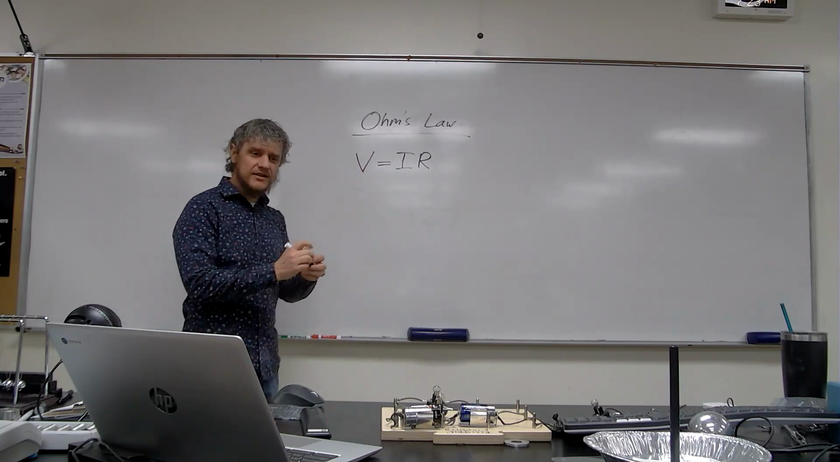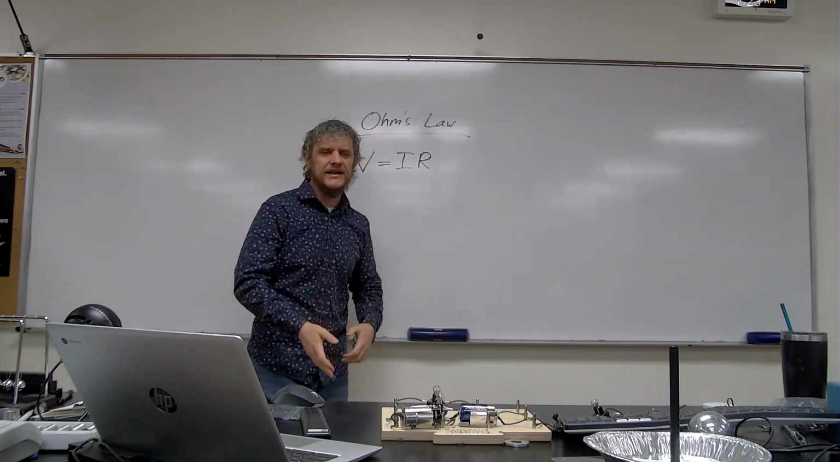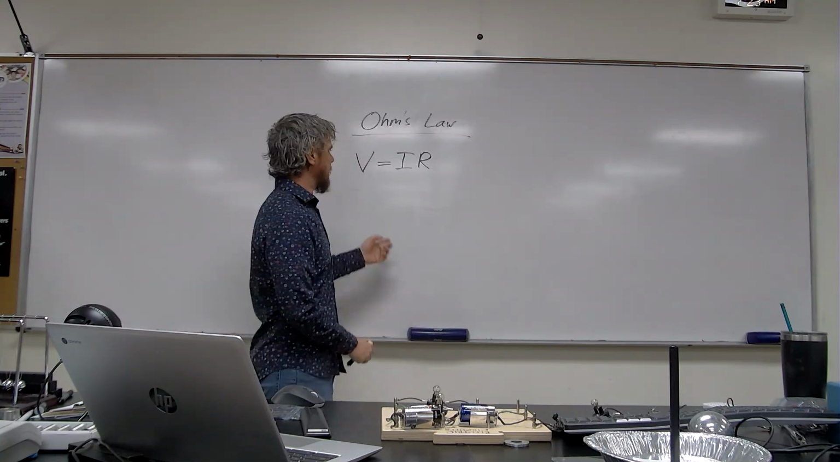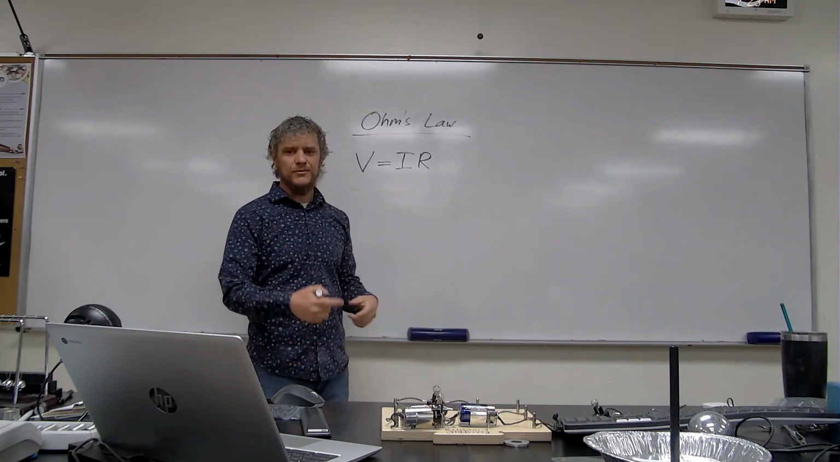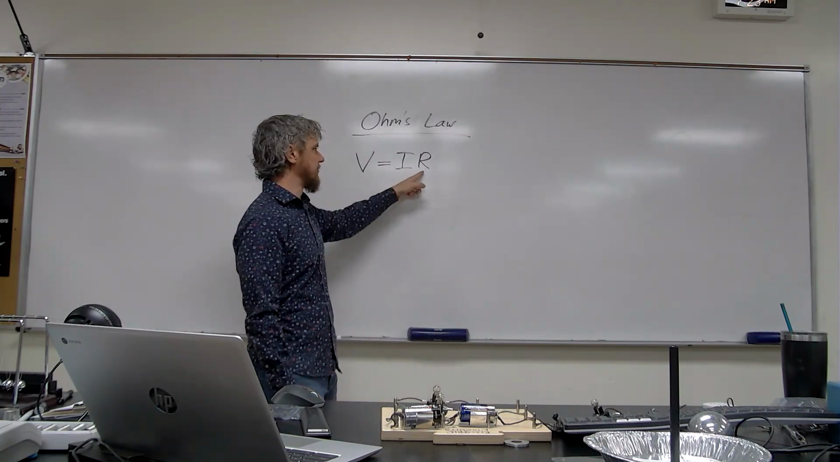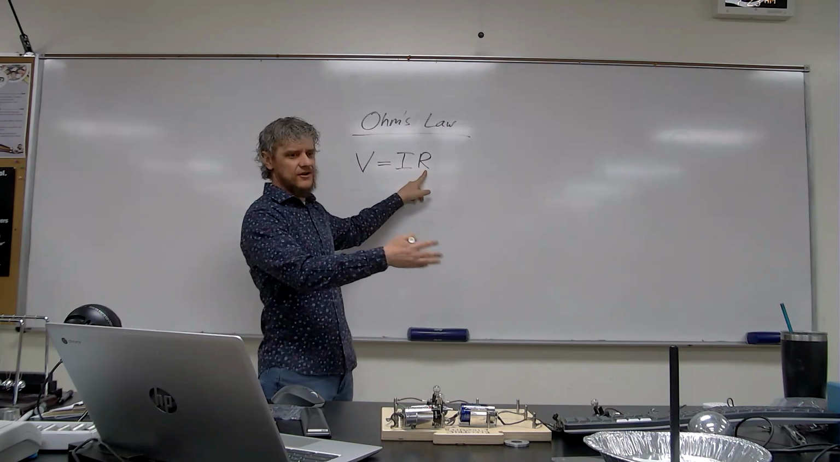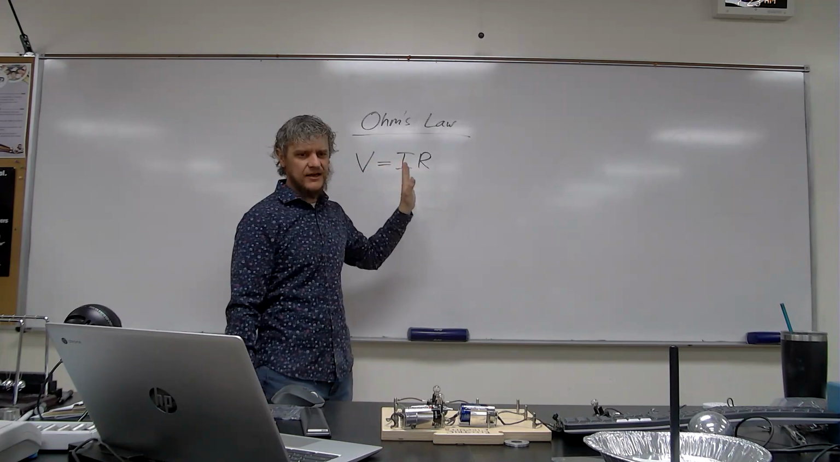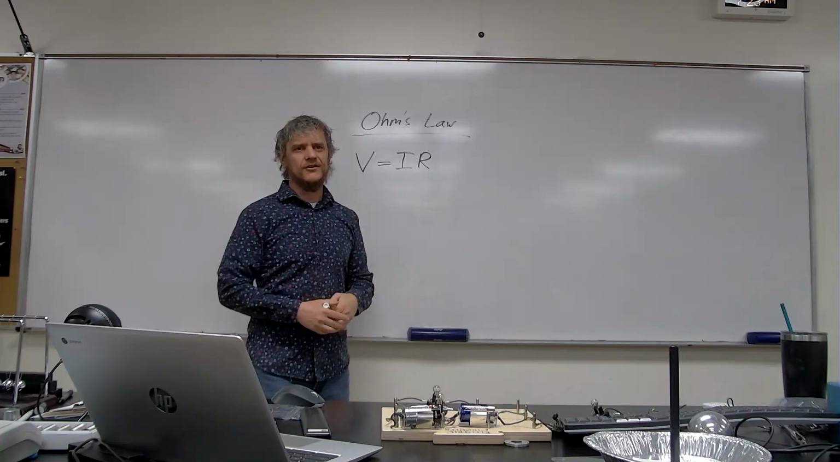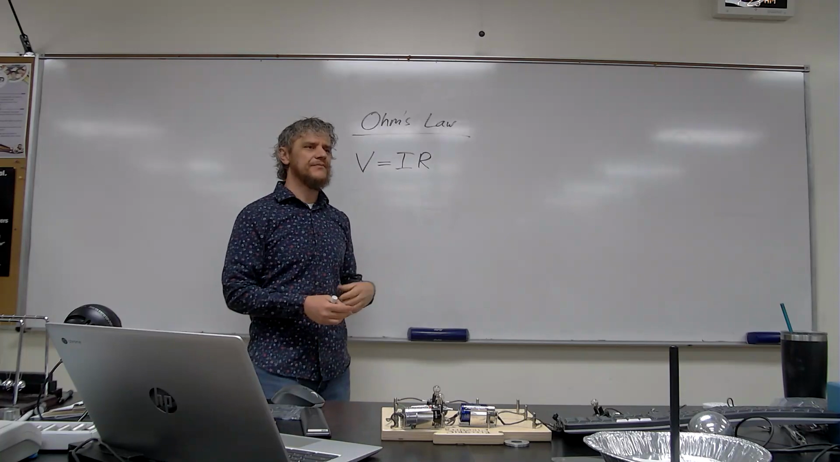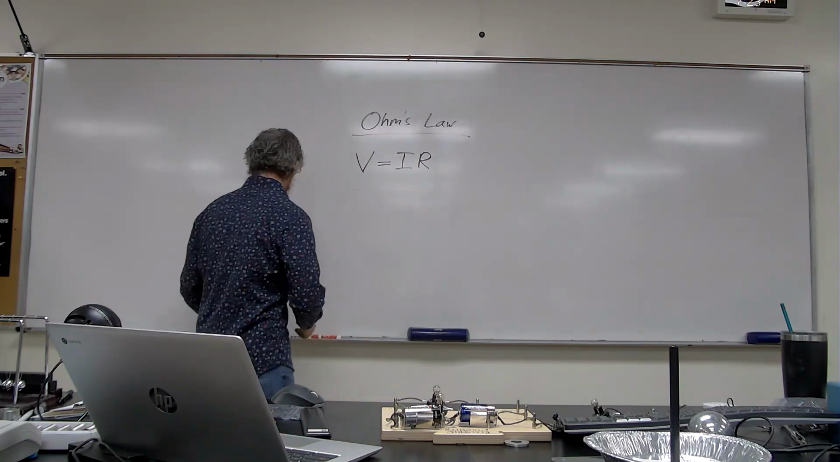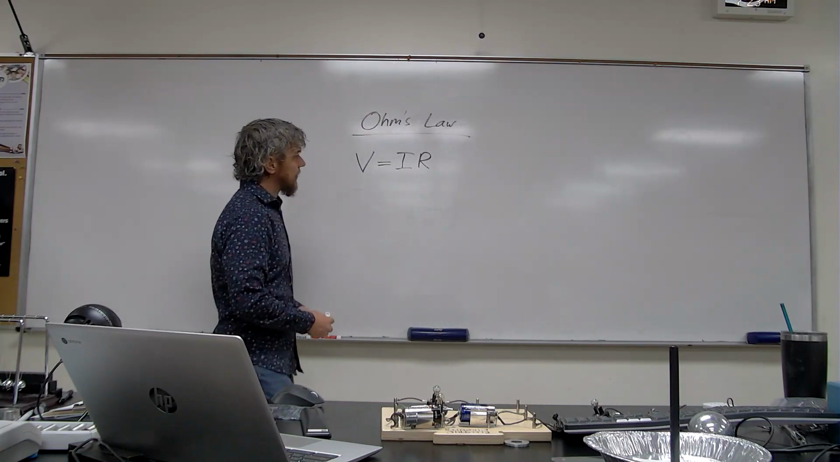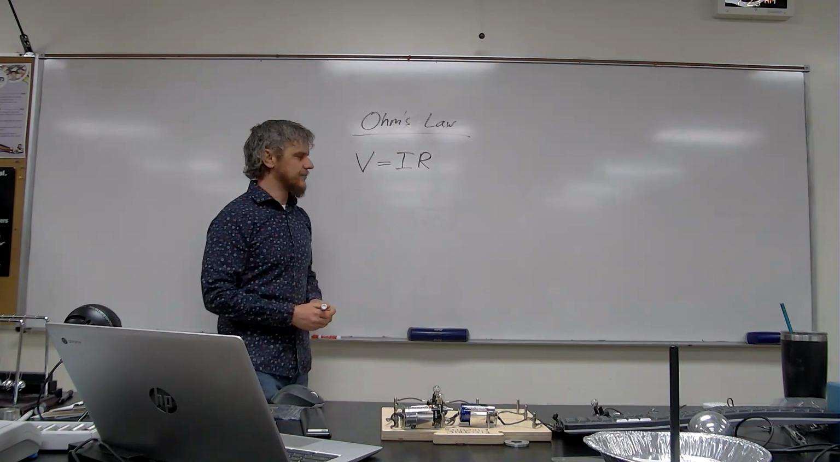Now it only works at certain temperatures. If you get a light bulb that heats up a lot, then the resistance of the light bulb will actually change, and this equation won't be valid, because if this changes as electric current is flowing through it, then this whole thing gets out of whack. But for a typical resistor over typical temperatures, this equation will hold. Okay. So that's a brief introduction to Ohm's law. We'll develop that obviously in the future.